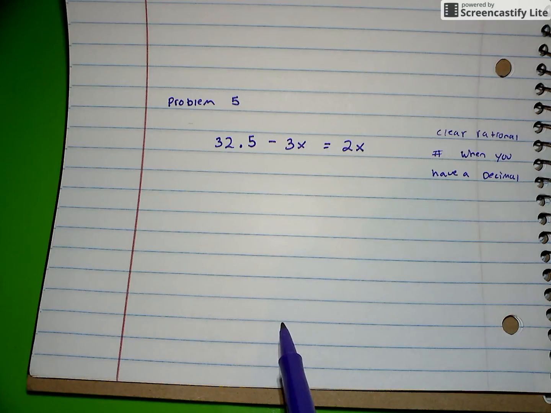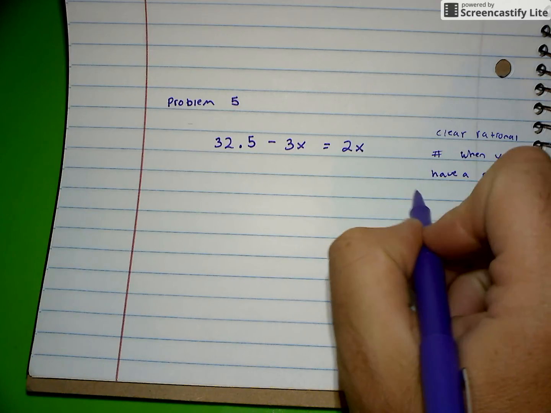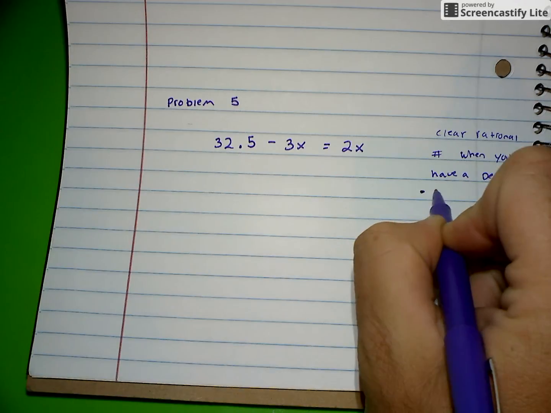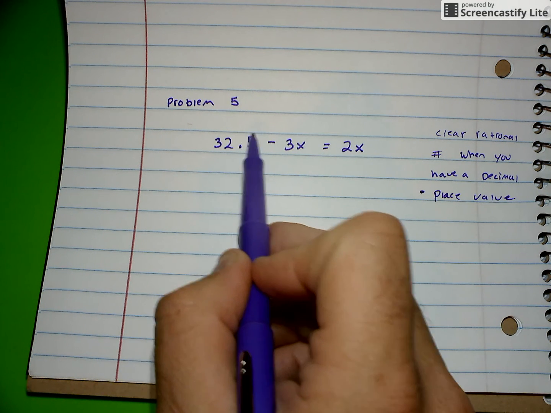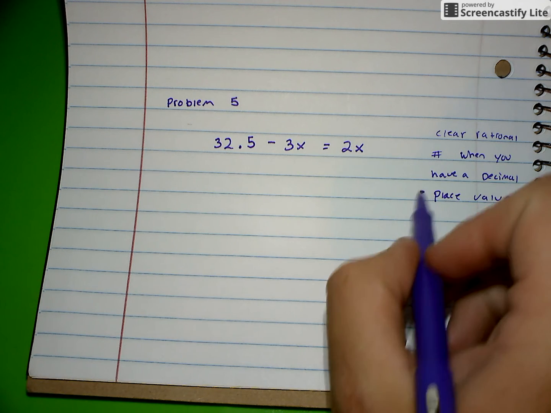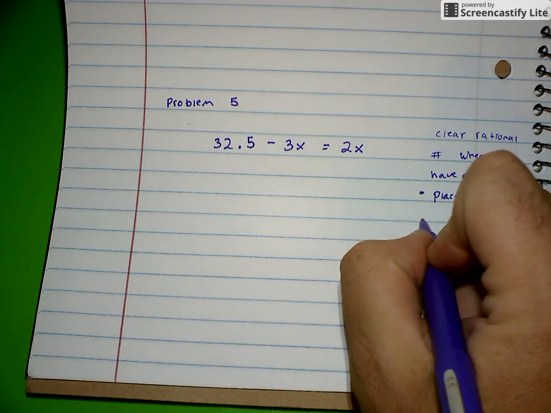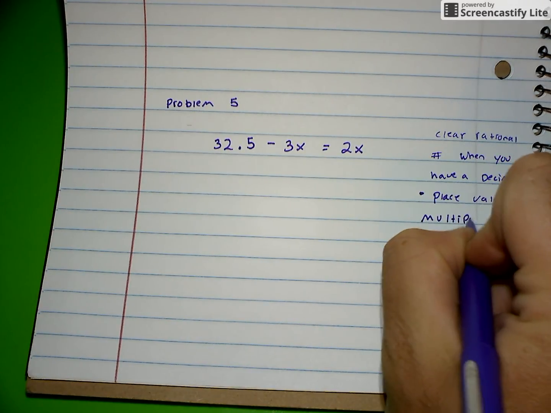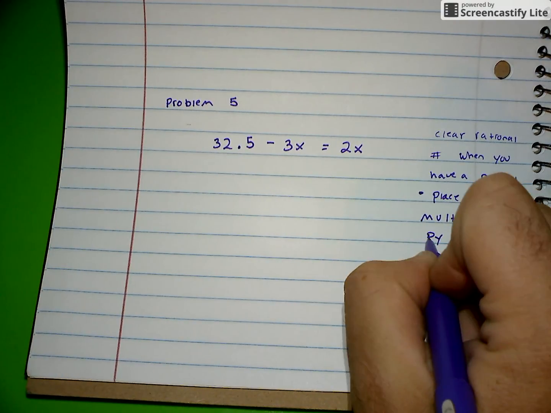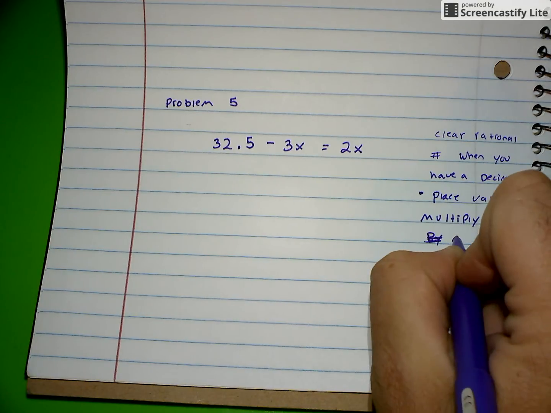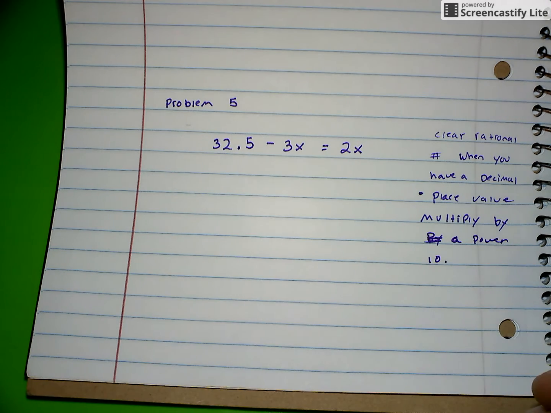So, when clearing a rational number when you have a decimal, you are going to be focusing on the place values. We want to clear out the particular place value a problem is. So what you are going to do is find what the largest place value is, and multiply by a power of 10. Okay, and here's what I mean by that.